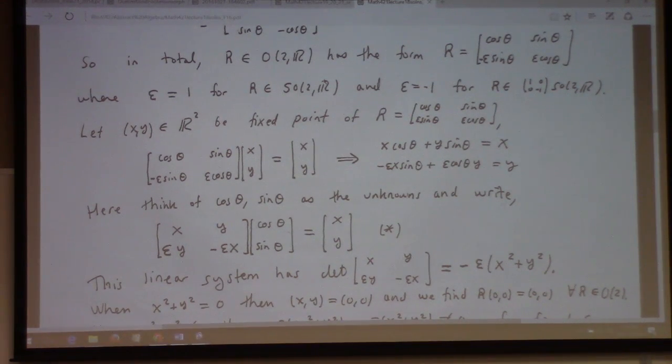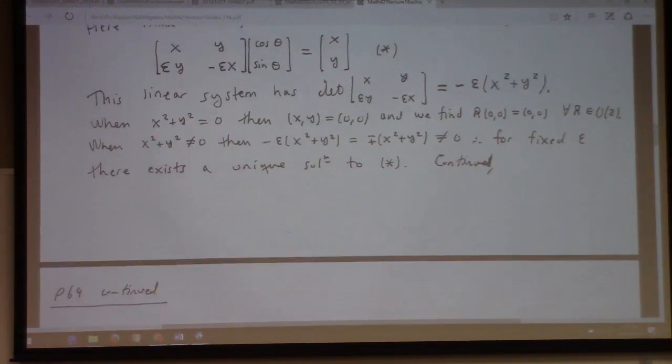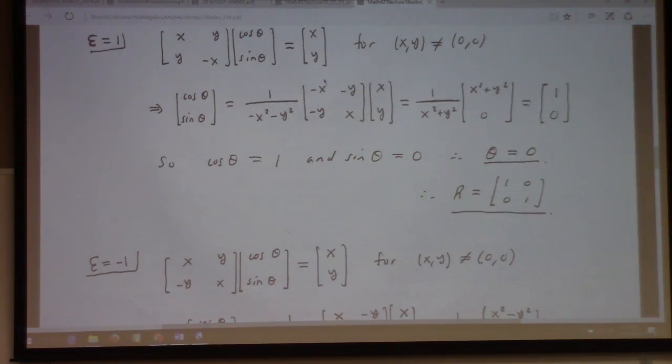So for either, I have this star equation, which is just linear in the given point xy, and the epsilon, which can be plus or minus 1, and the cosine and sine, which I don't know, but I want to figure out. And so that's a linear system. You can solve it. Epsilon equals 1 gives me cosine, sine equal to 1, 0, which is to say that cosine is 1 and sine is 0. In other words, it's the identity rotation.